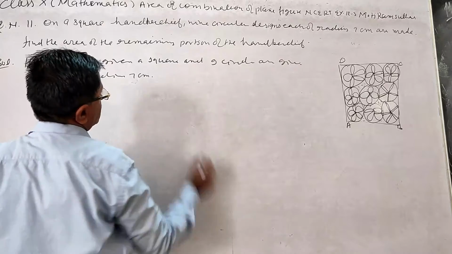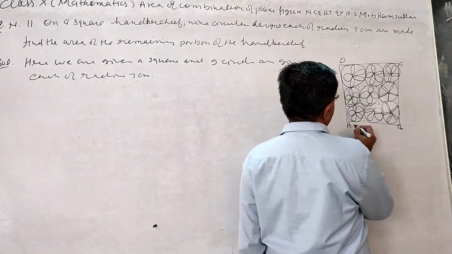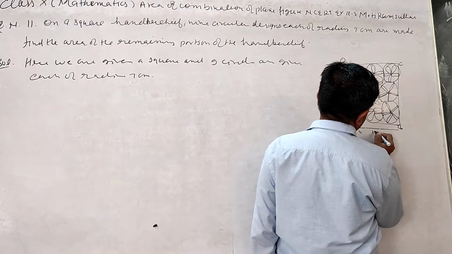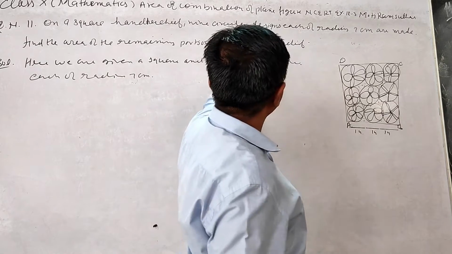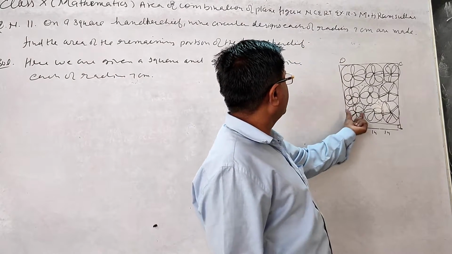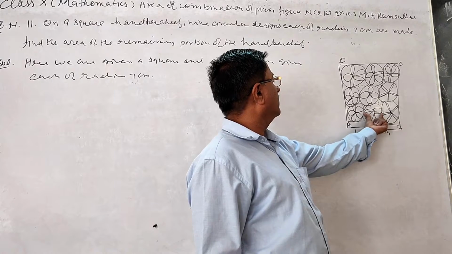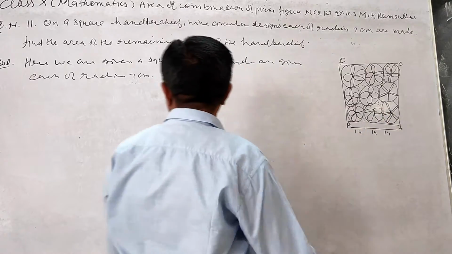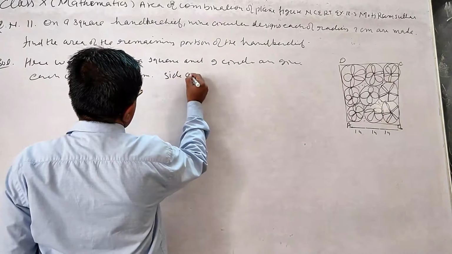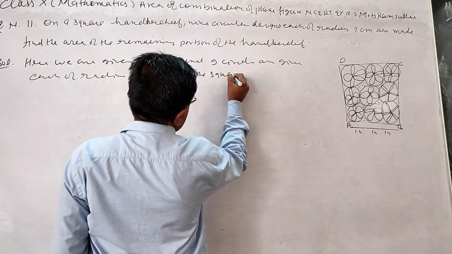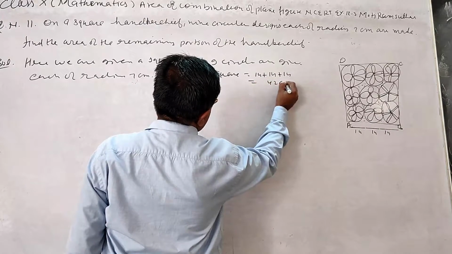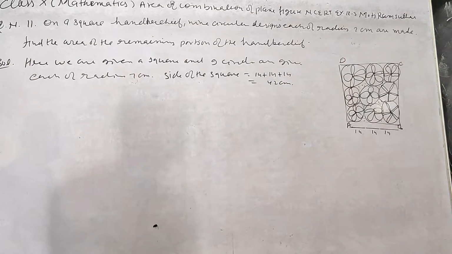7 cm. So dear student, we are given the radius of each is 7. So diameter of 1, diameter of 2, diameter of 3 is 14, 14, 14. Radius of each circle is 7. So diameter of this one is 14. So 14 plus 14, that is the side. So side of the square is equal to 14 plus 14 plus 14, 42 centimeters. Okay? Now we know the side and we know the radius.